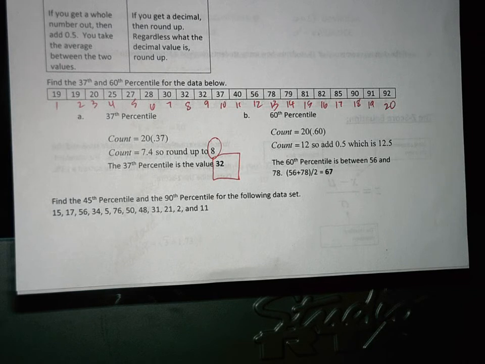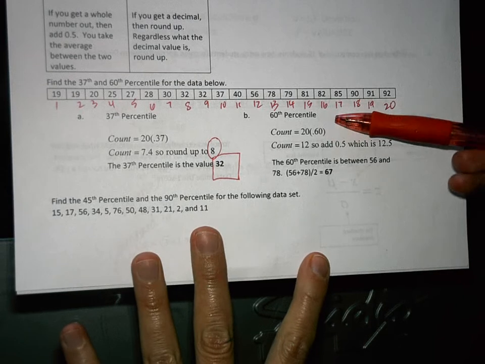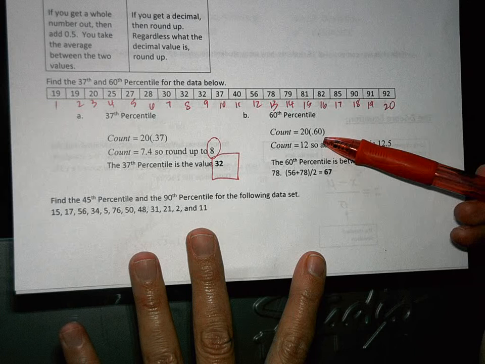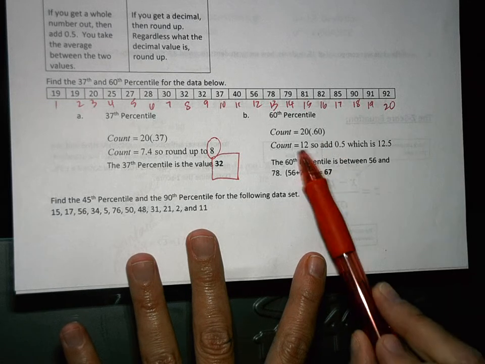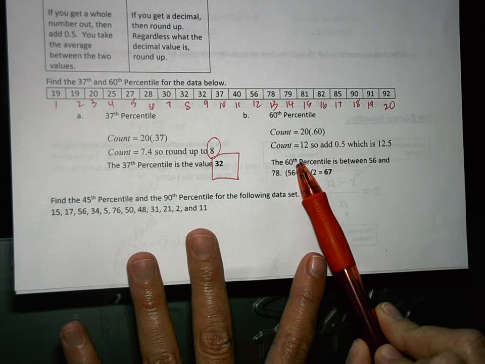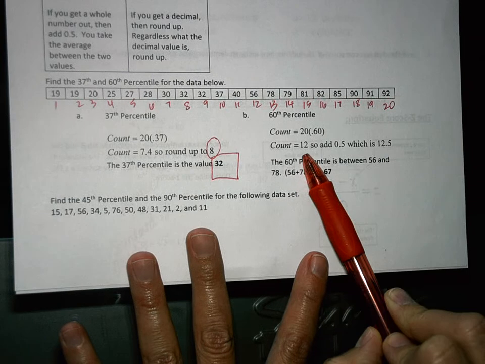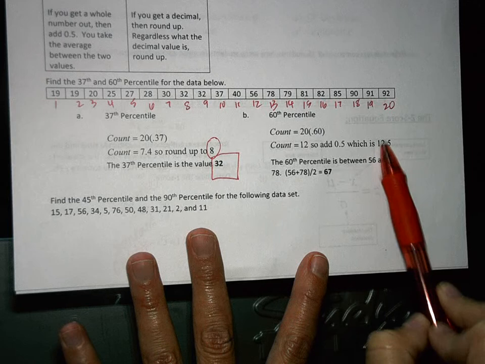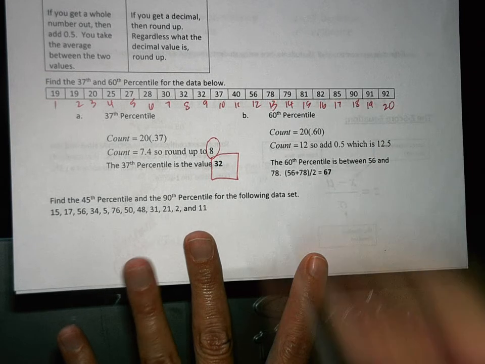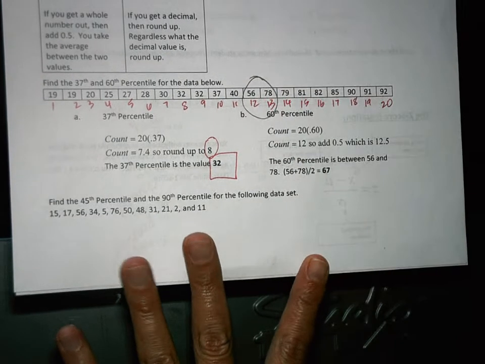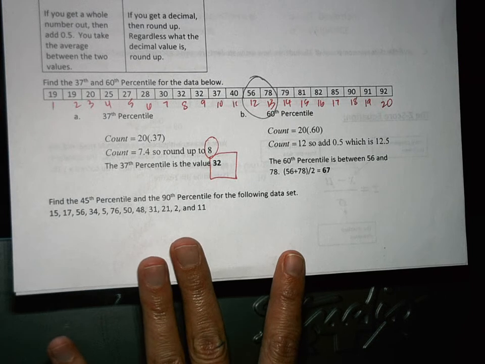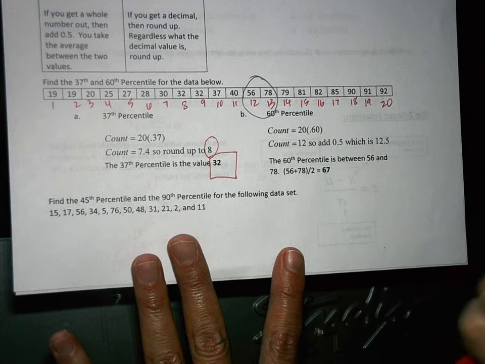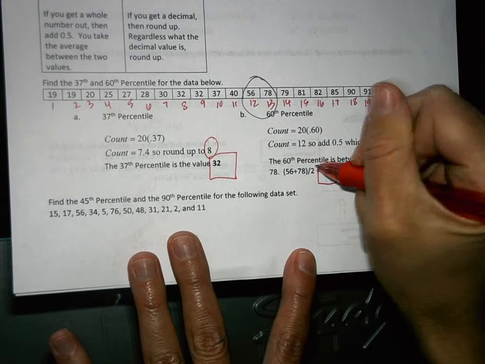Okay, so on this one, again, there's still 20 pieces of data. We want the 60th percentile. 20 times 0.6 is 12. Okay, and so we have to add 0.5 to it. So that means we're going to go to 12.5, which really means you're taking the average of the two numbers, 12 and 13. So when you add those together and divide by 2, you get 67. So my answer for this one is 67.